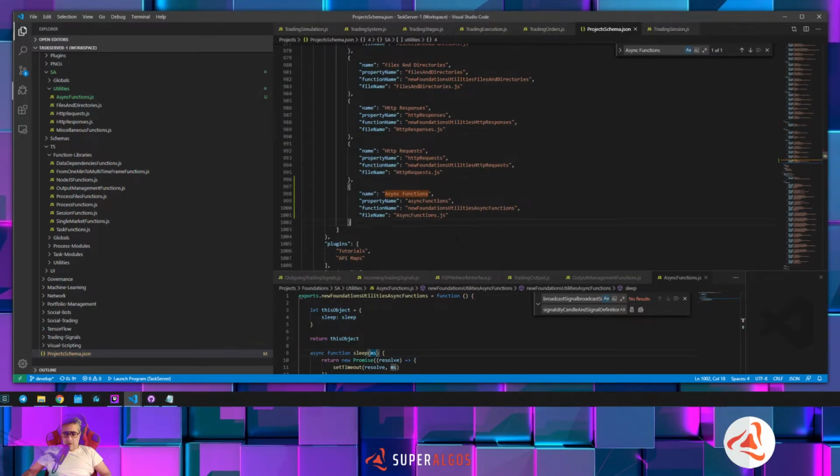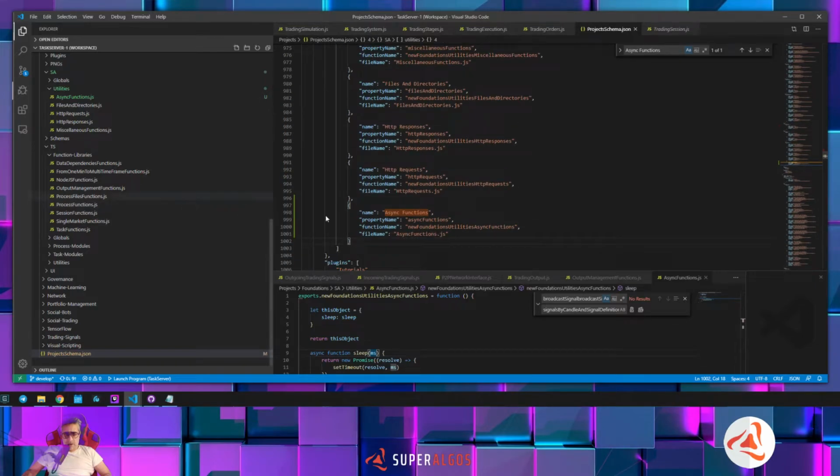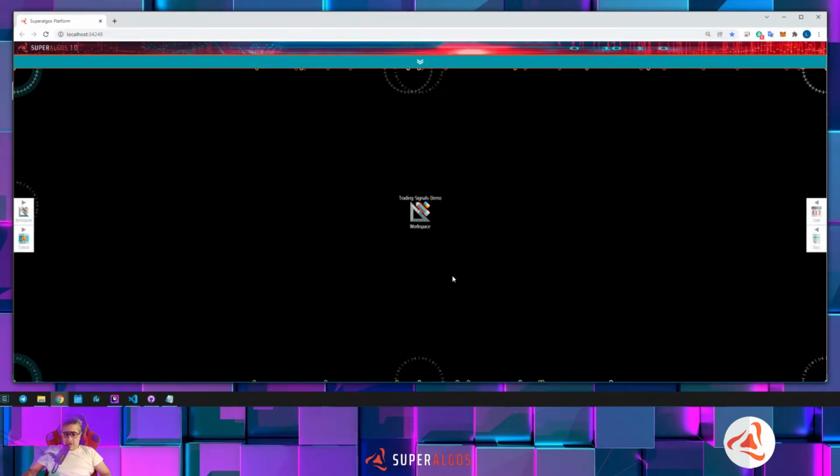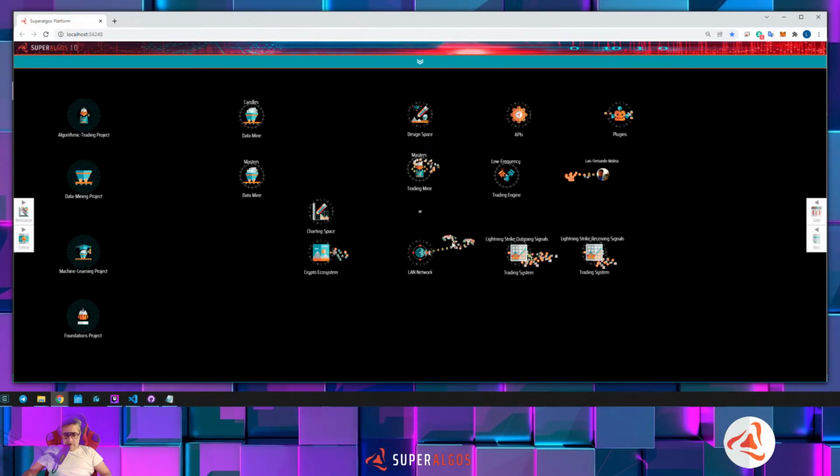I was working here at the profile schema file, putting this async function here, and I was coding the trading simulation, this little loop where it's going to loop forever, waiting for the signals, and when it is undefined, it's going to sleep for 1 second and continue in the loop. And it's only going to break the loop when it receives the signal, the synchronization signal. Okay. So let's continue.